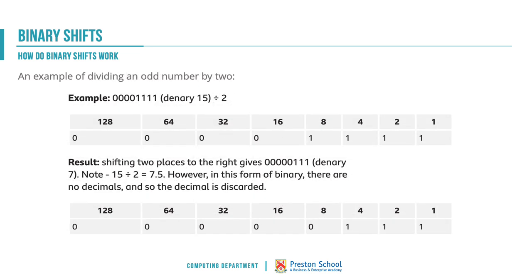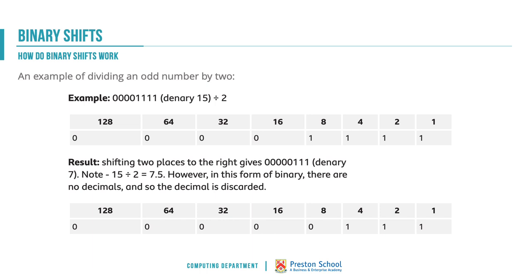Division is the other way round, so I now want to divide the number 15 by 2. Now again, in the top row, I've got the number 15, 00001111. To divide that number by 2, I just move every bit 1 to the right. I get rid of the bit in the 1 column, and I add a 0 in the 128 column. That divides our number by 2.